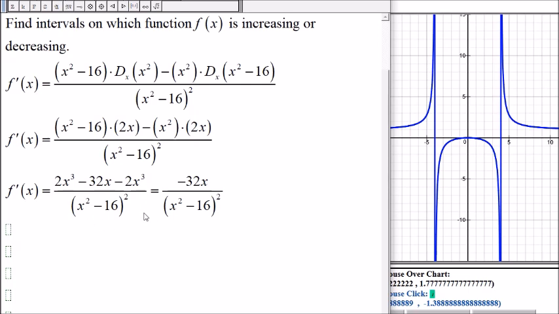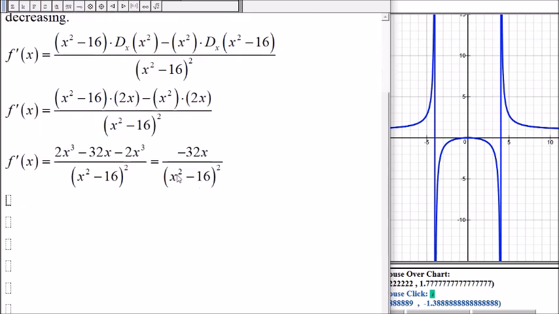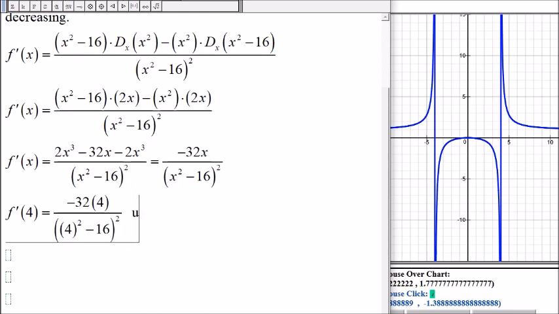And then to find critical numbers, first we look at the derivative function here and see what will make the bottom here 0, because that's where the derivative is undefined. And that's where this function right here is not differentiable. So if we let x be 4, then we get 16 minus 16, which is 0. So we're dividing by 0, which is undefined.